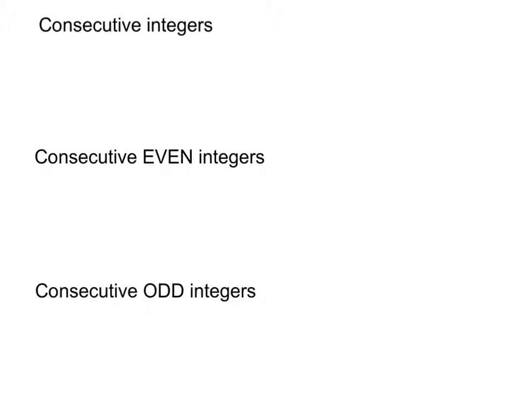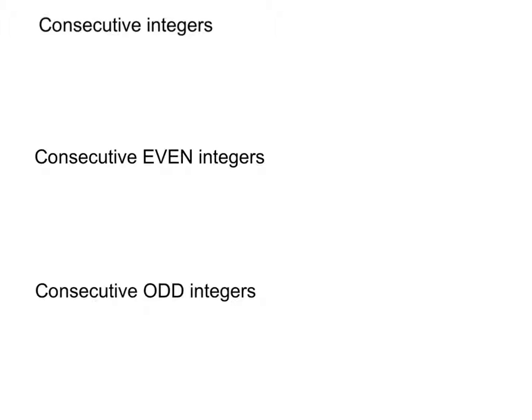Now that we spent some time looking at the key words in our scenarios, words like more than, times, product of, is equal to, let's focus on some word problems that deal with consecutive integers. When we talk about consecutive integers, we're going to break down into three categories: consecutive integers, consecutive even integers, and consecutive odd integers. Let's focus on consecutive integers first.